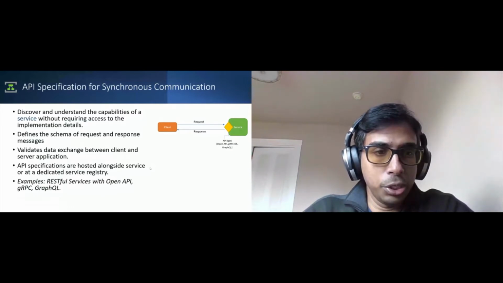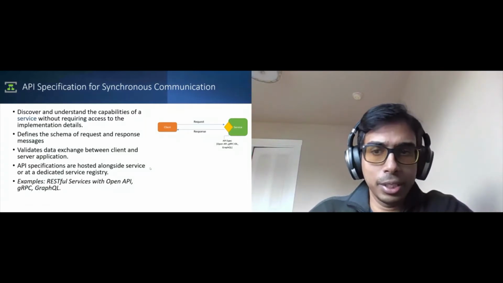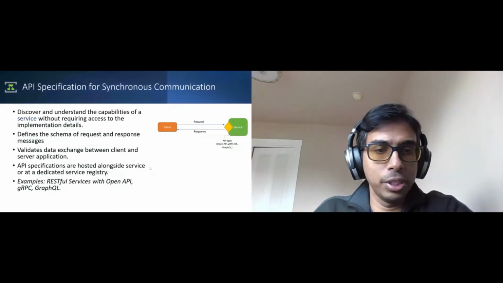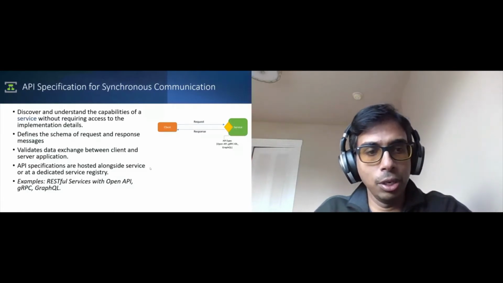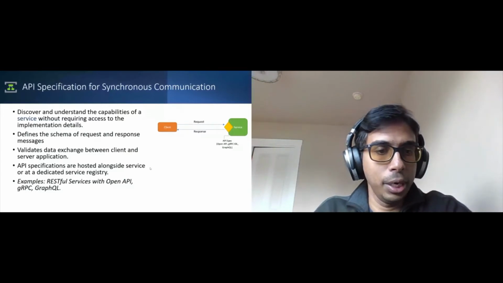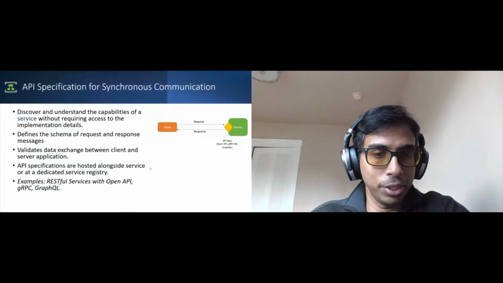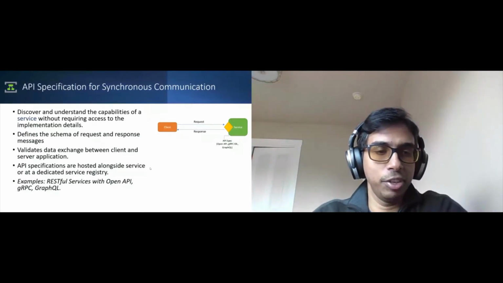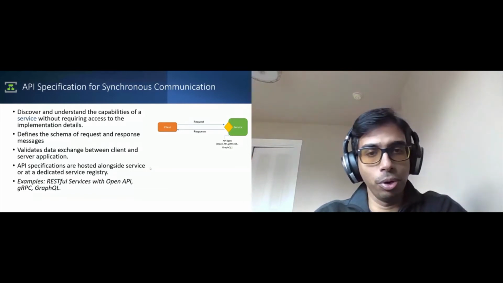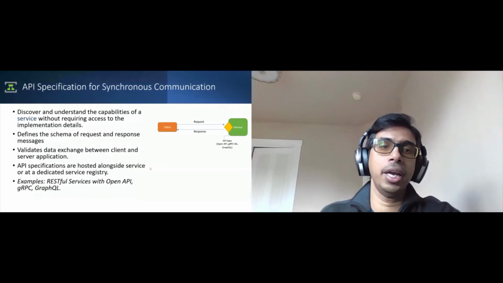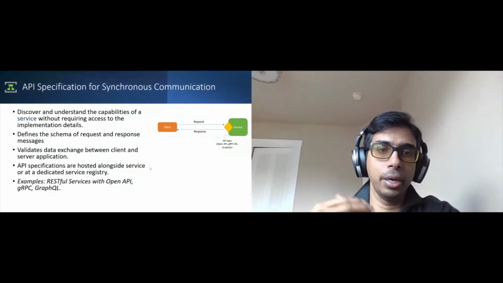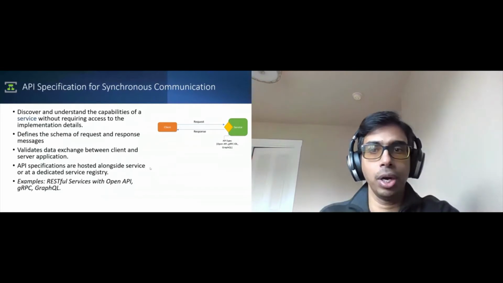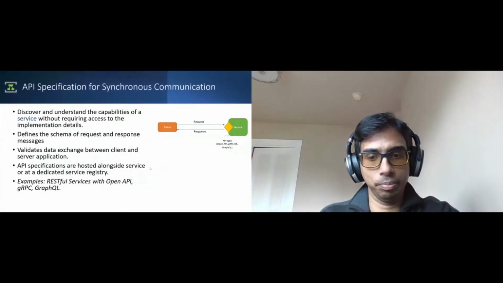Once you have these schemas available, you usually expose them as part of the service definition. It can be hosted along with the service, or in a separate service registry. There are quite a few examples of such API specifications, such as OpenAPI for RESTful services, IDL for gRPC, and GraphQL, and so on. In all of these cases, we specify the schema of the data that you exchange between your client and service applications.